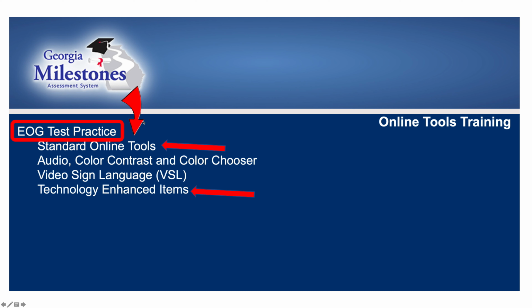Once you click that, it will drop down and you'll see 4 different choices. You have standard online tools, audio color contrast and color chooser, which we do not use, video sign language, which we do not use. This is for students who have special needs for testing, and the technology enhanced items. So the 2 that have the arrows by them are the 2 that you may want to use at some point just to practice for the kinds of questions you will see on the test.